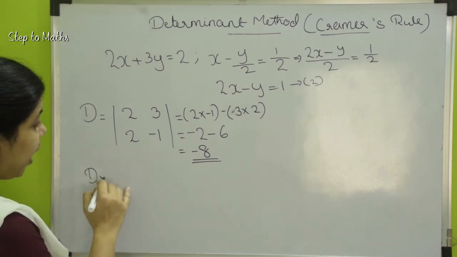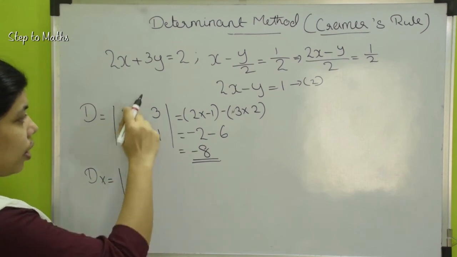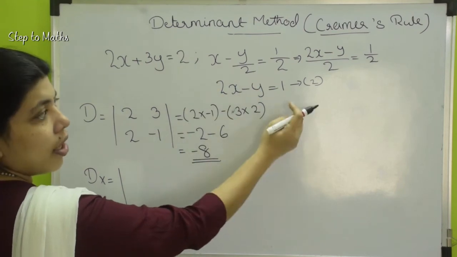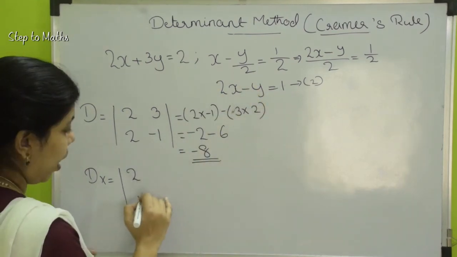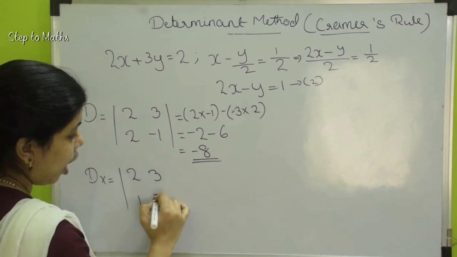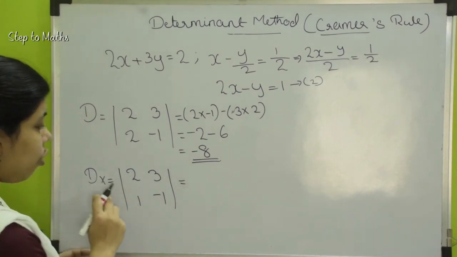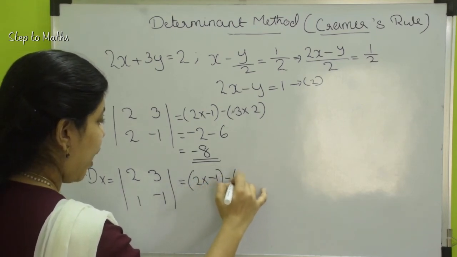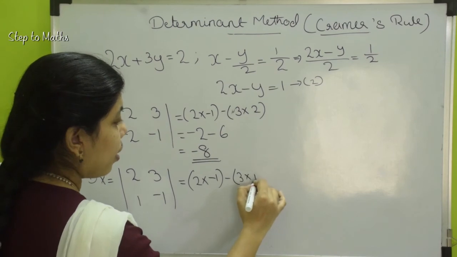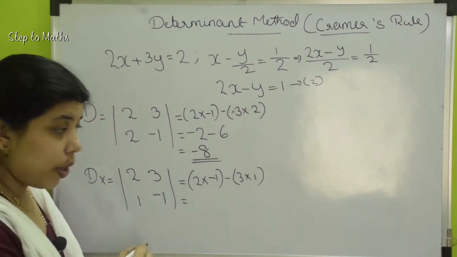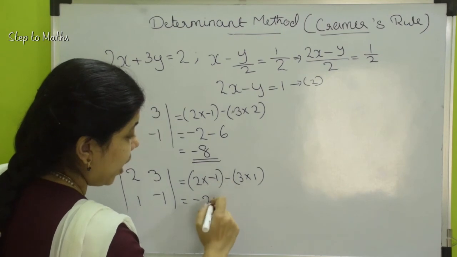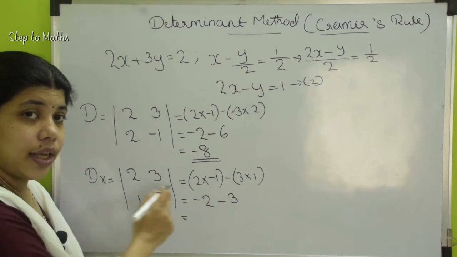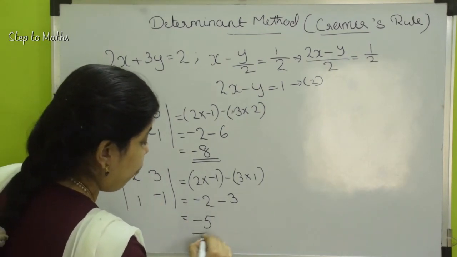The value of dx. dx is equal to, the first column is replaced by the constants. Here the constants are 2 and 1. The second column is 3 and minus 1. Find the value of this determinant. 2 into minus 1 minus 3 into 1. 2 into minus 1 is minus 2, minus 3 into 1, 3. Minus 2 minus 3, that is minus 5.